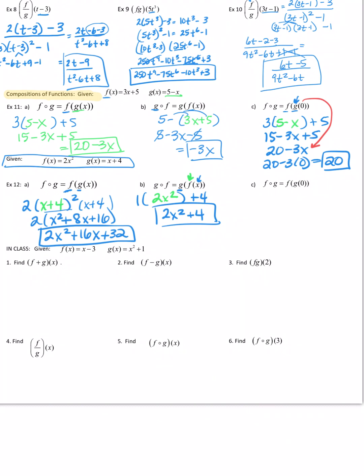Now C says f of g of 0. So it's the f structure plugging g in. Isn't that what we did right over here? So I know that when I plug g into f, I end up with this thing, right? And now it's just asking me to plug in a 0 for x. So 2 times 0 squared plus 16 times 0 plus 32. Well, that's 0 and that's 0, so my answer is just 32.